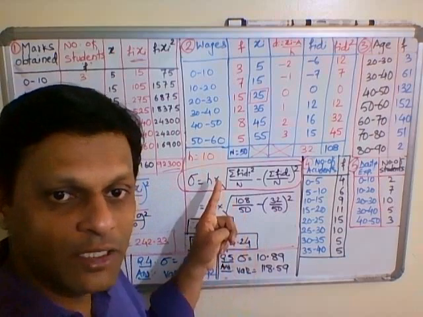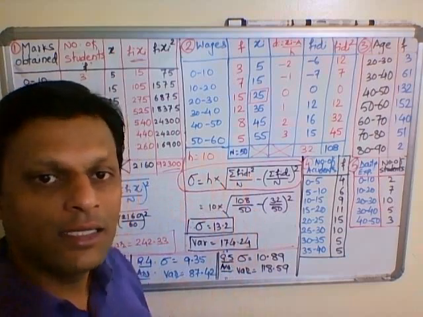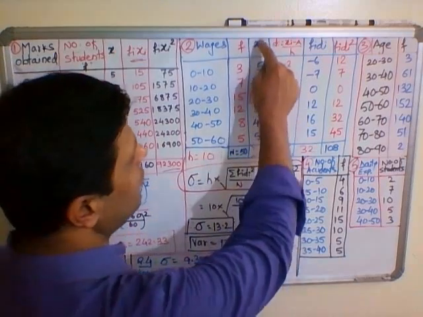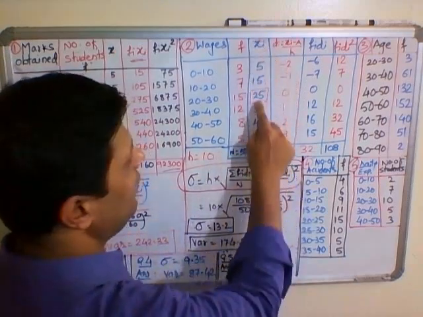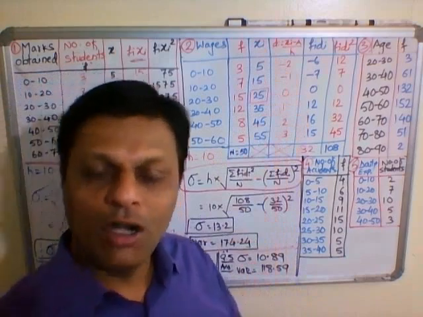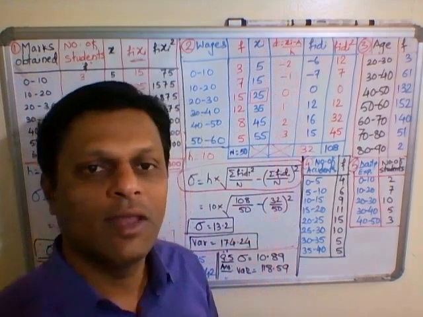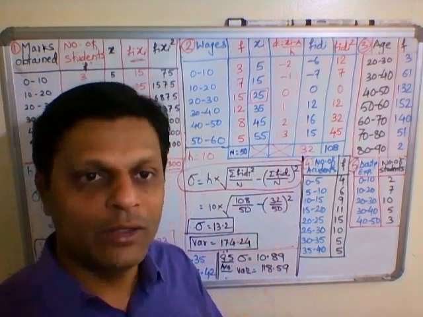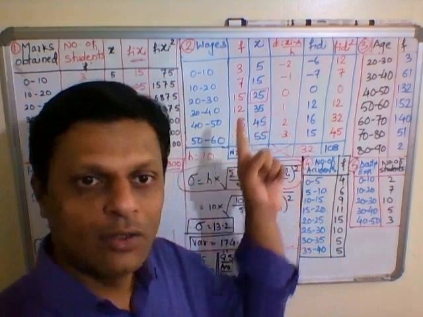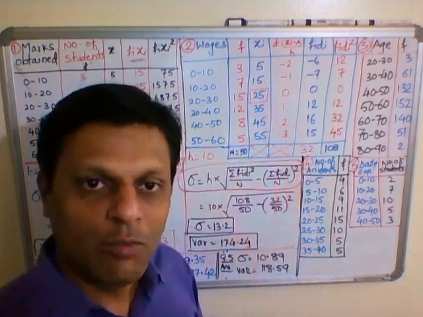The second method is the step deviation method, where we are taking deviation from assumed mean A, that is the central value or mid value of the variable. Any one value which is at the center can be treated as A. If there are an odd number of values, you have exactly one value at the center. If there are an even number of values, you will get two values at the center, which is the case here. So any one of these two can be used as A, the assumed mean.